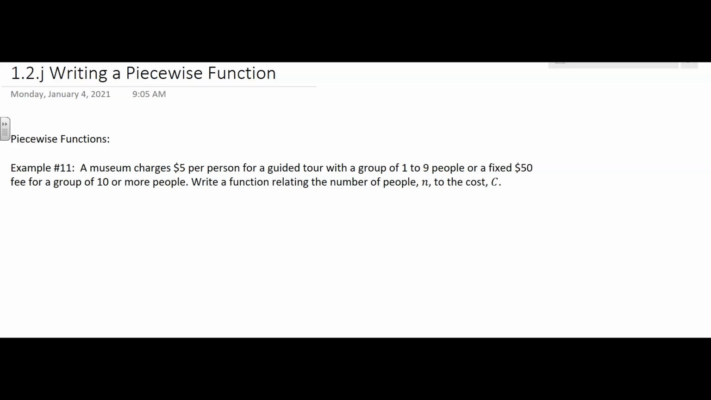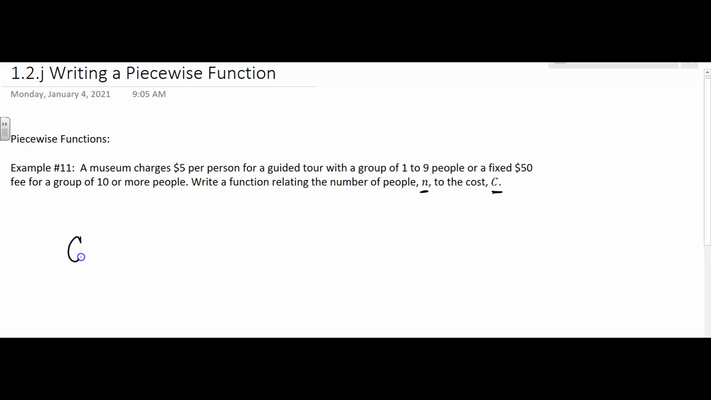So it says a museum charges $5 per person for a guided tour with a group of 1 to 9 people, or a fixed $50 fee for a group of 10 or more people. Write a function relating the number of people n to the cost c. Now notice that they give us the variables n and c, so we won't do it in terms of x and y. So we're going to say it's a cost function.